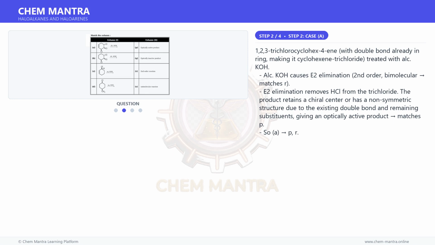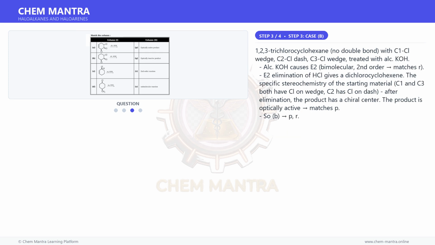Moving on to the next step. 1,2,3-trichlorocyclohex-4-ene, with the double bond already in the ring, making it a cyclohexene trichloride, is treated with alcoholic KOH. Alcoholic KOH causes E2 elimination, second order, bimolecular, matches R. E2 elimination removes HCl from the trichloride. The product retains a chiral center or has a non-symmetric structure due to the existing double bond and remaining substituents, giving an optically active product, matches P. So, A, P, R.